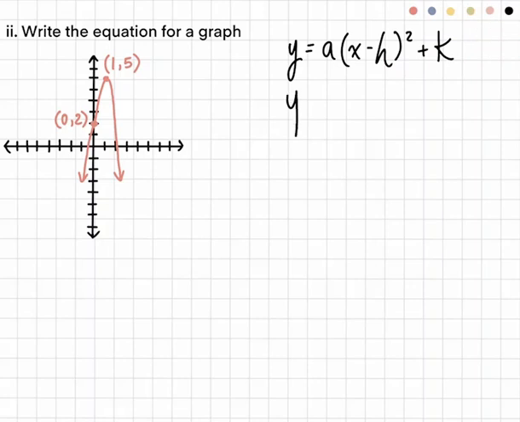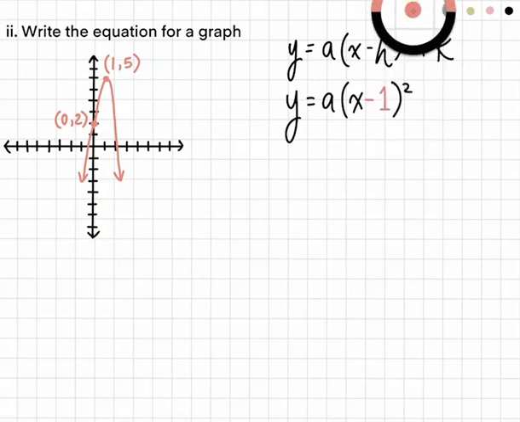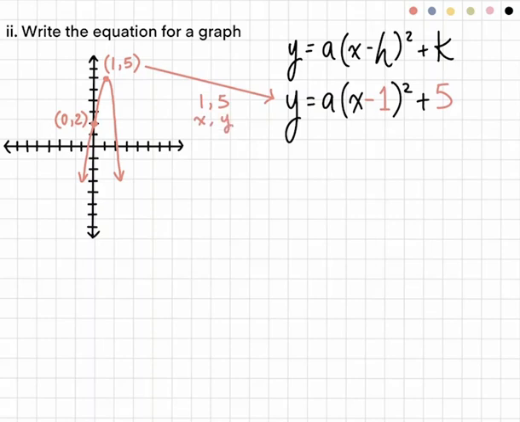So that means I've got y equals a(x. I have a positive 1 on my parabola, which means I know this has to be a negative 1. And then my k value is how high it moved up. So I've got, oops, I need to write plus 5. So I used my vertex for this, right? Because I have 1, 5 for my x and y, which is the same as my h and k. Awesome.